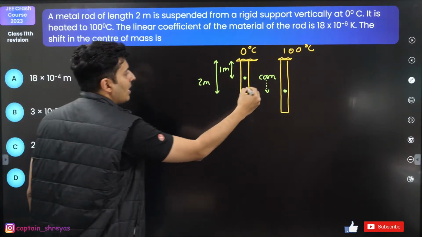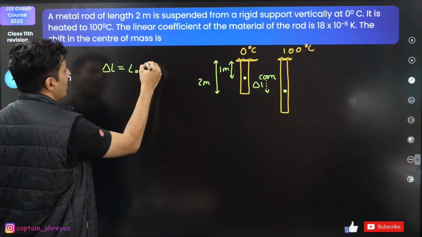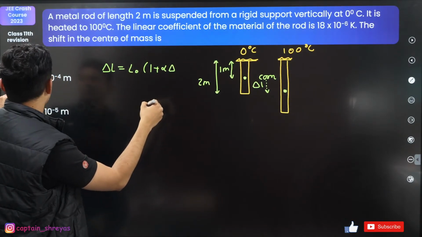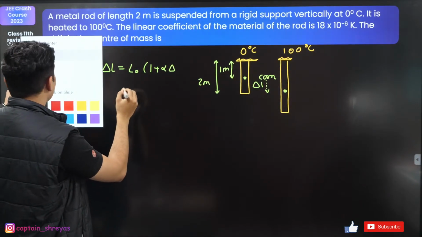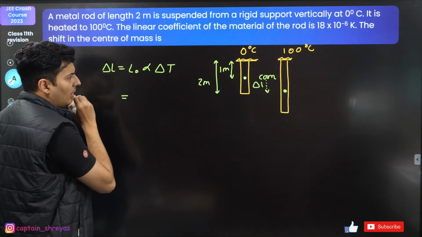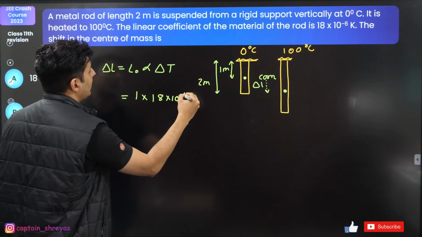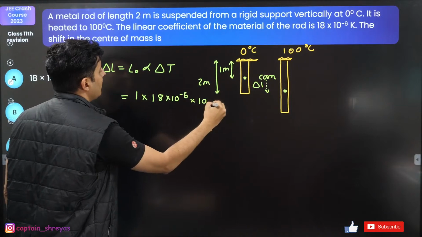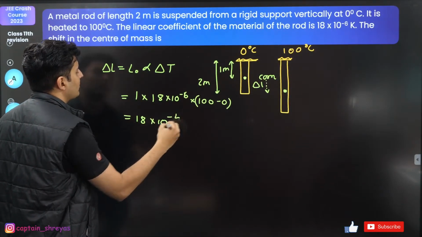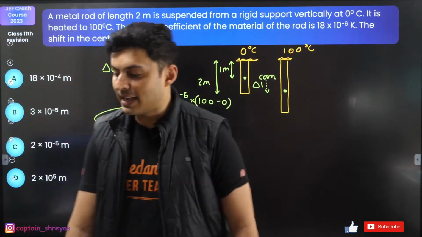Now in order to find how much the center of mass moves by, use the formula delta L is L naught into, sorry, not 1 plus alpha, because we have delta L, there is no need of 1. So L naught into alpha delta T. What is L naught? L naught is 1. What is alpha? 18 into 10 to the power minus 6. What is delta T? It is 100 minus 0. That's it. So this will be 18 into 10 to the power minus 4. That is delta L. That is the answer. As easy as that.